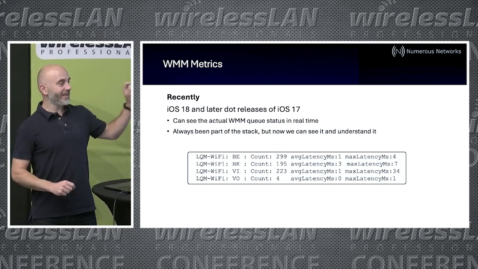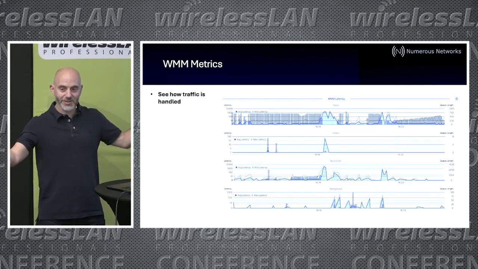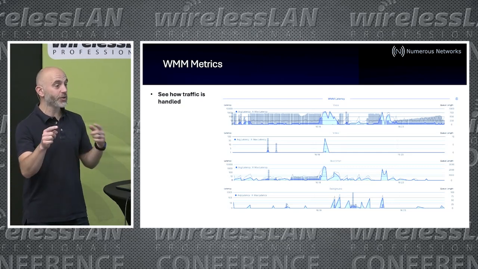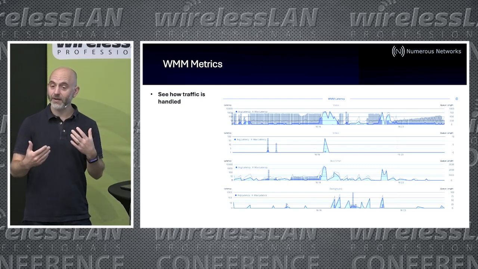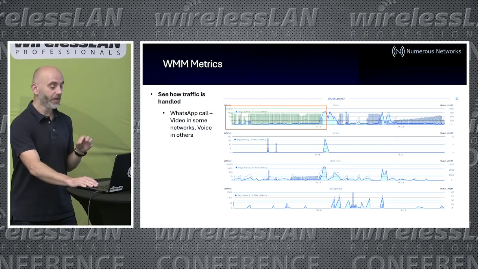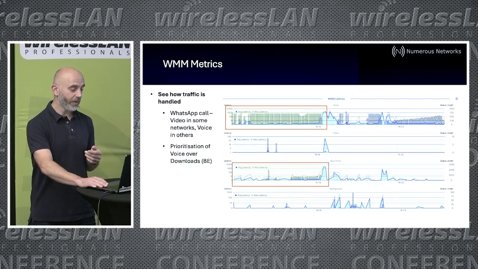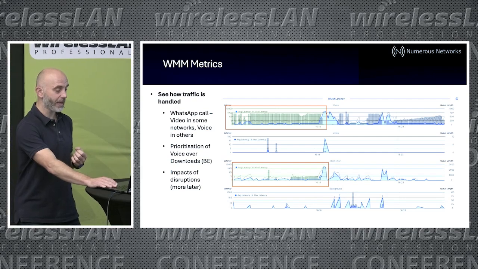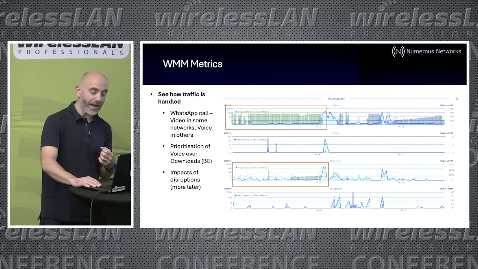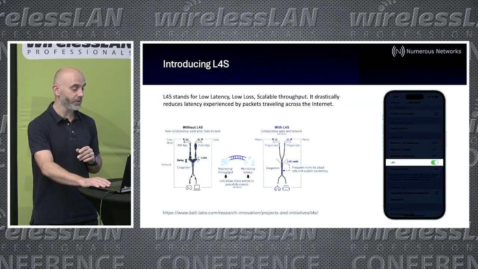But what's great in the latest releases is we can get these values out in real time, which means we can draw pretty pictures. We can actually see queue buffers and latencies as you walk around in real time. So if you want to see how your video call or your WhatsApp call is being handled, it's easy to do. In some networks, a WhatsApp call is prioritized as voice, in some networks as video, and we can see what's going on in that network. If it's not your network, doing it from the client device might be the only way. You can see where prioritization happens, and the impacts of disruption, like latency spikes as you change band. So that's pretty cool.